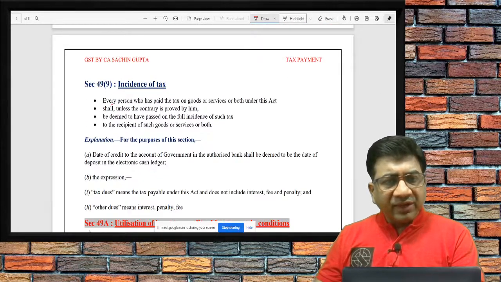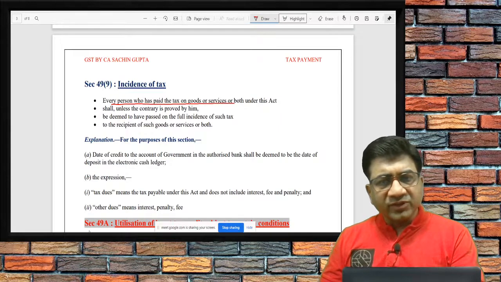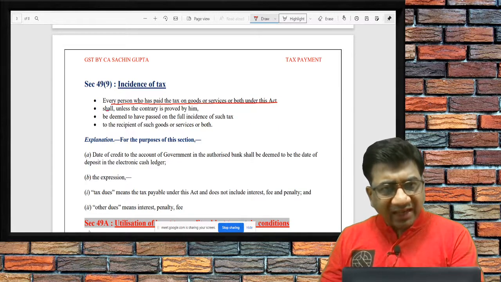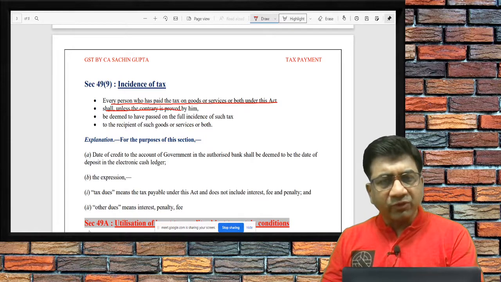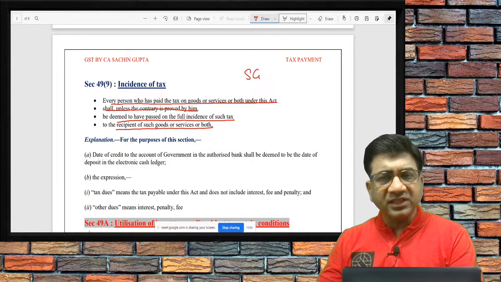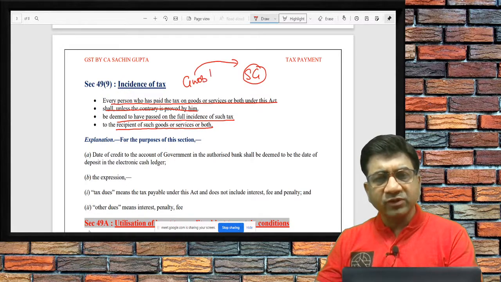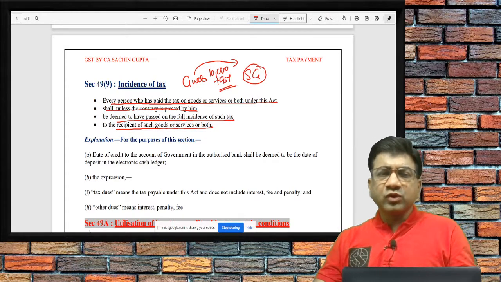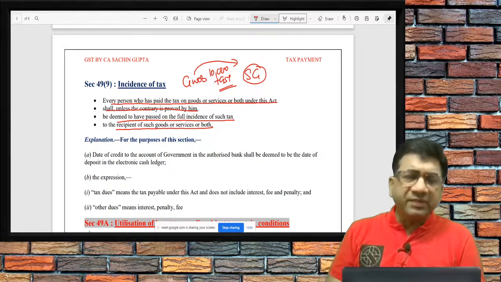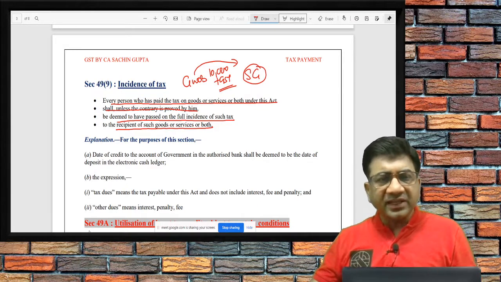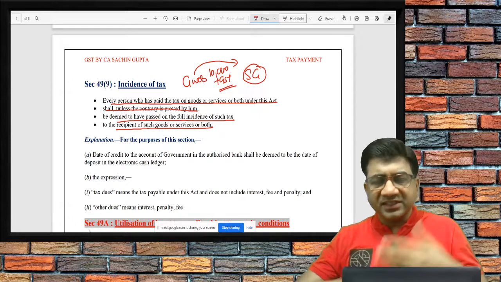Every person who has paid the tax on goods or services or both under this act shall, unless the contrary is proved by him, be deemed to have passed on the full incidence of such tax to the recipient of such goods or services or both. Mr. SG purchased certain goods for 10,000 plus GST. Now, have I paid GST? Yes. So, unless the contrary is proved by me, we will assume that he has passed on the incidence, because GST keeps on shifting.